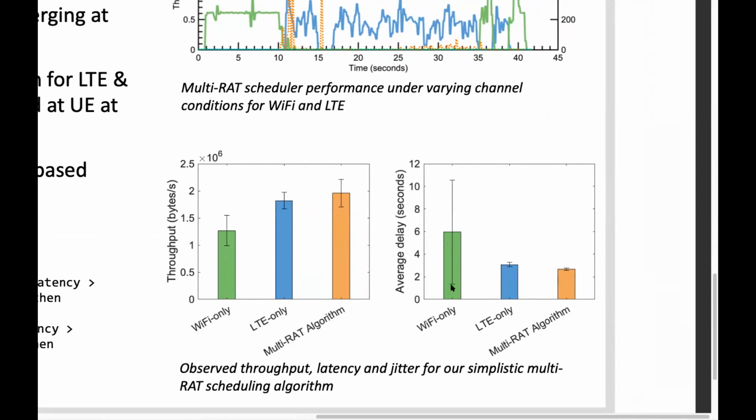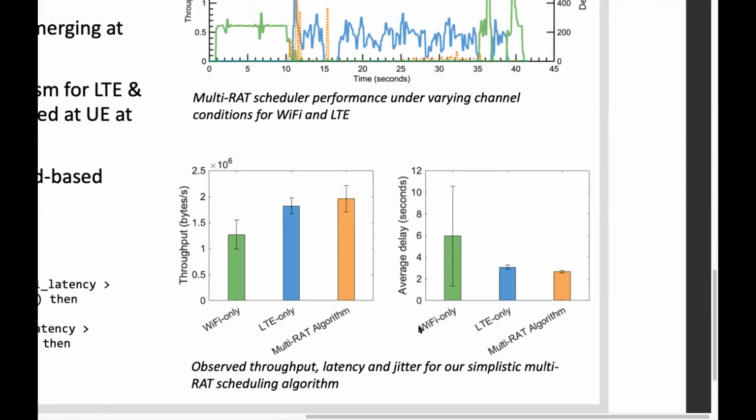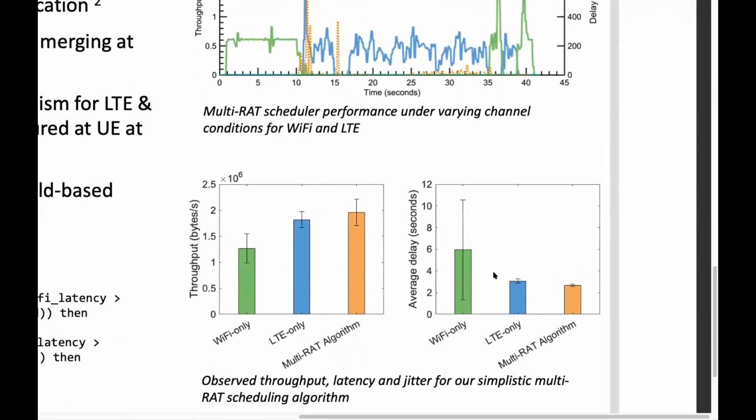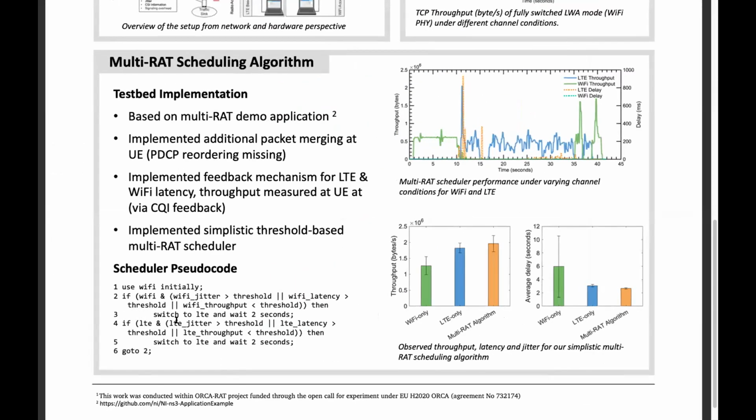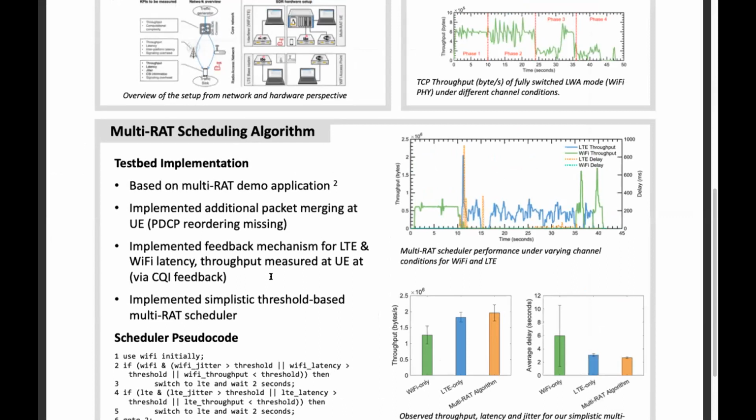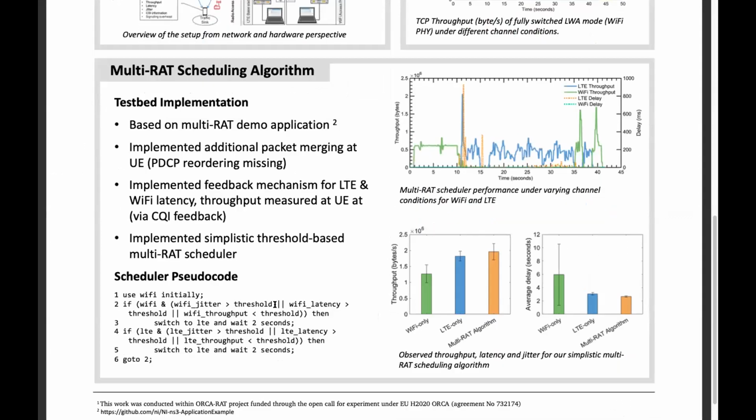Well, the Wi-Fi link broke down completely. That's why we have a very high jitter. And if I remember correctly, we had a 99.9% or 99.7% decrease of jitter from the multi-rate algorithm compared to Wi-Fi only. So this was a significant increase in terms of performance, just with this very simplistic threshold-based algorithm.